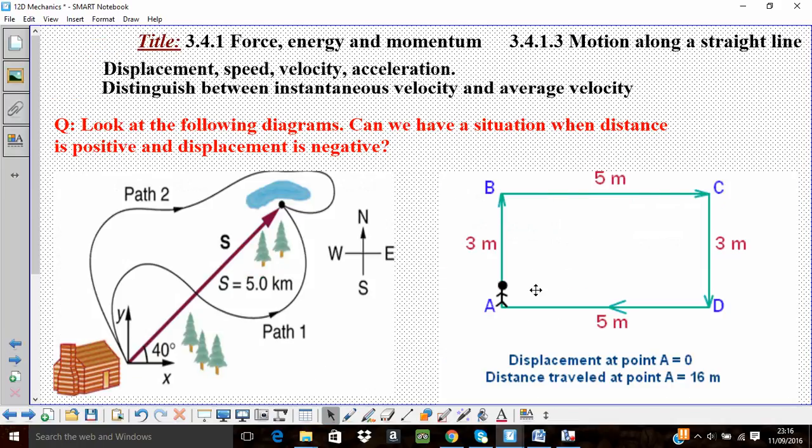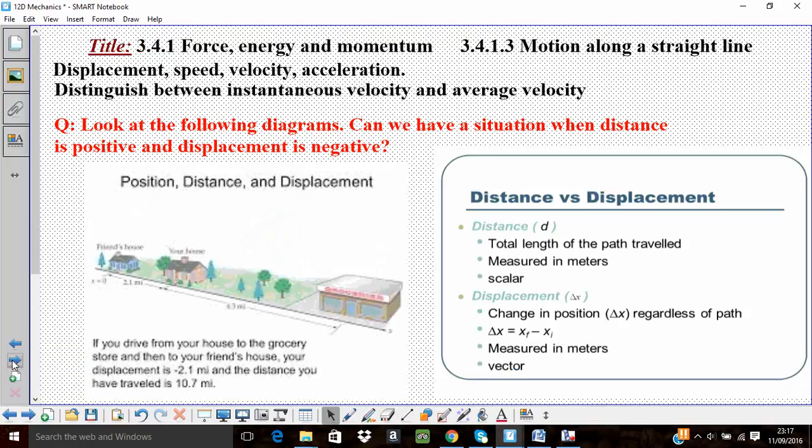That's why on the previous diagram, the displacement at point A is 0, because practically I'm coming back to where I started. So the difference between the initial and the final point is 0. There is no difference. I'm going back exactly to where I started from.